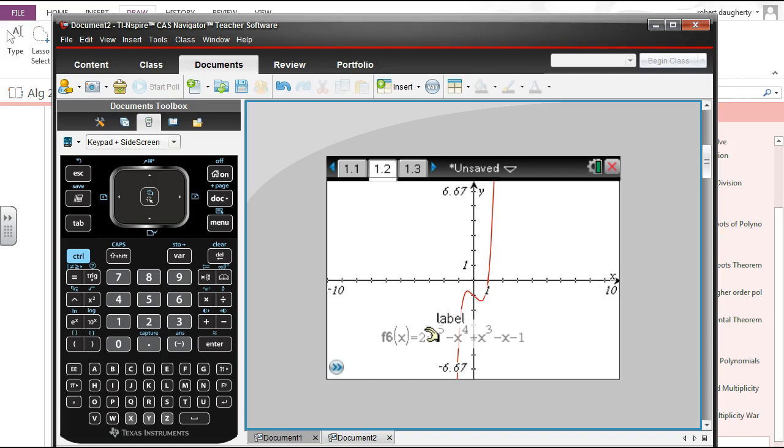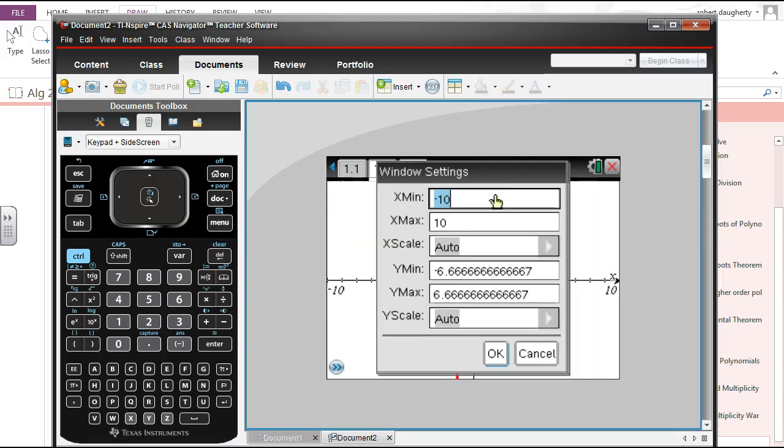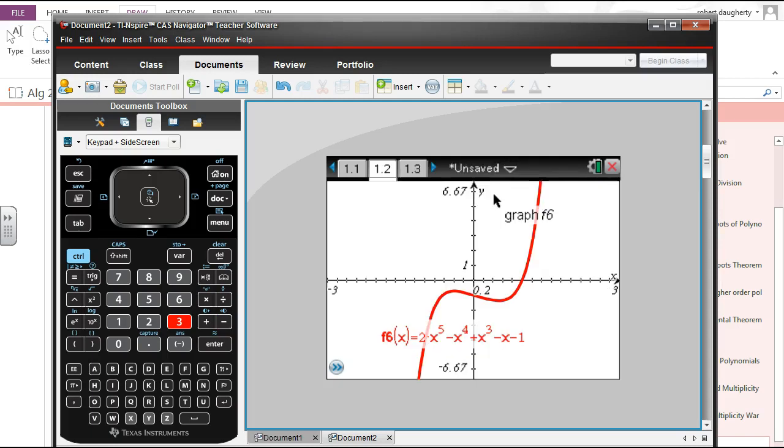So, guys, let's continue on with this. Okay. So look, if I look at this, it looks like it'd be nice if I had a little bit more space. So menu, window, zoom. Let's go from say -3 to 3. Okay, that's much nicer. This is on your homework, yes.